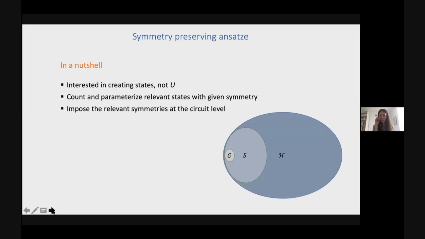So in a nutshell, the approach we're taking is you consider the full Hilbert space. Inside that Hilbert space, there's some symmetry sector where your solution lives. And within that is the state you're looking for, which is the ground state. So the first thing we consider is to impose the relevant symmetries that you know your state has at the circuit level.